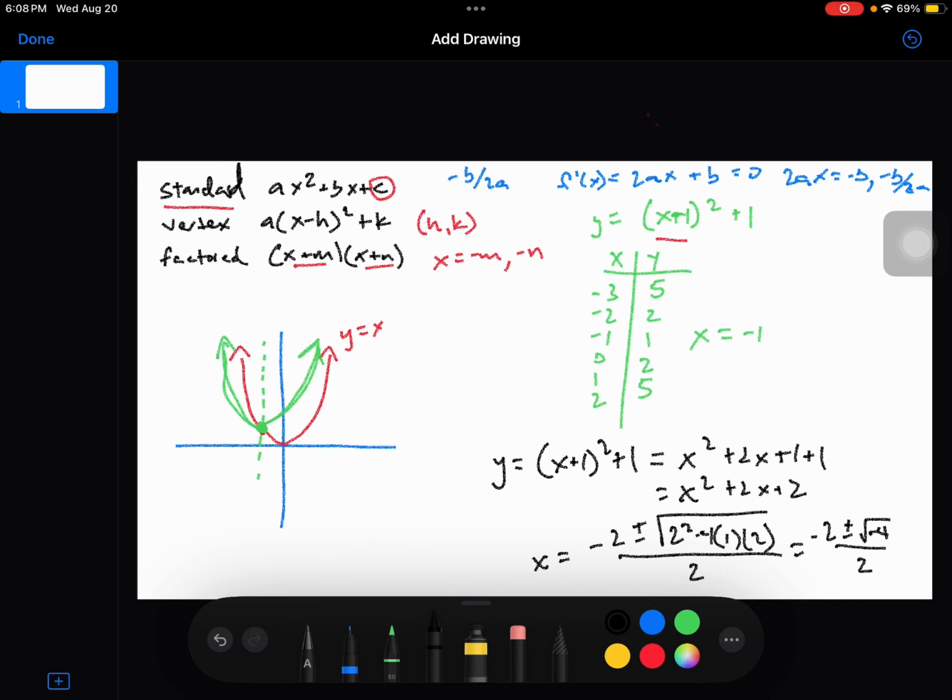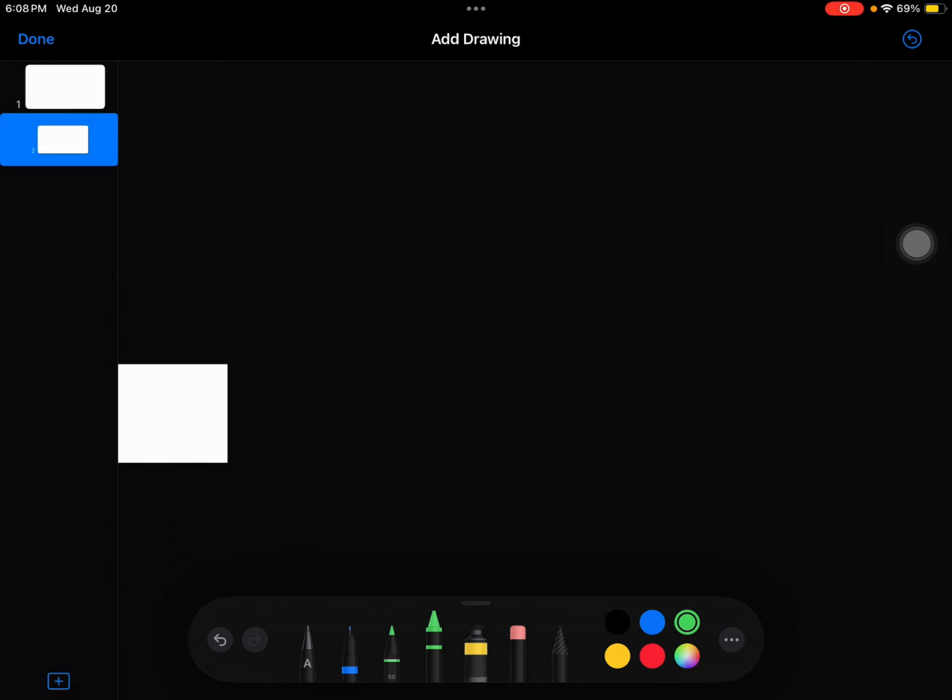And so that puts us over to negative 2 plus or minus 2i divided by 2, which is negative 1 plus or minus i. Those complex roots mean that it doesn't cross the x-axis. And so, well, you might be saying, what does it all mean? What's this stuff for? What's the point?